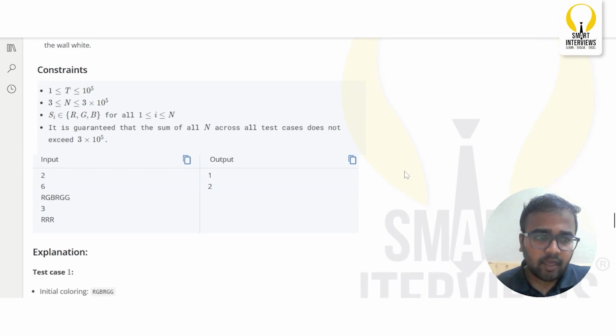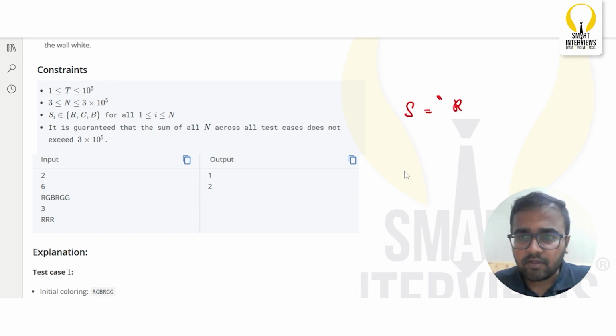Let us focus on the sample input. In the sample input you are given S, the given string, the initial coloring of the wall, which is R, G, B, R, G and G.